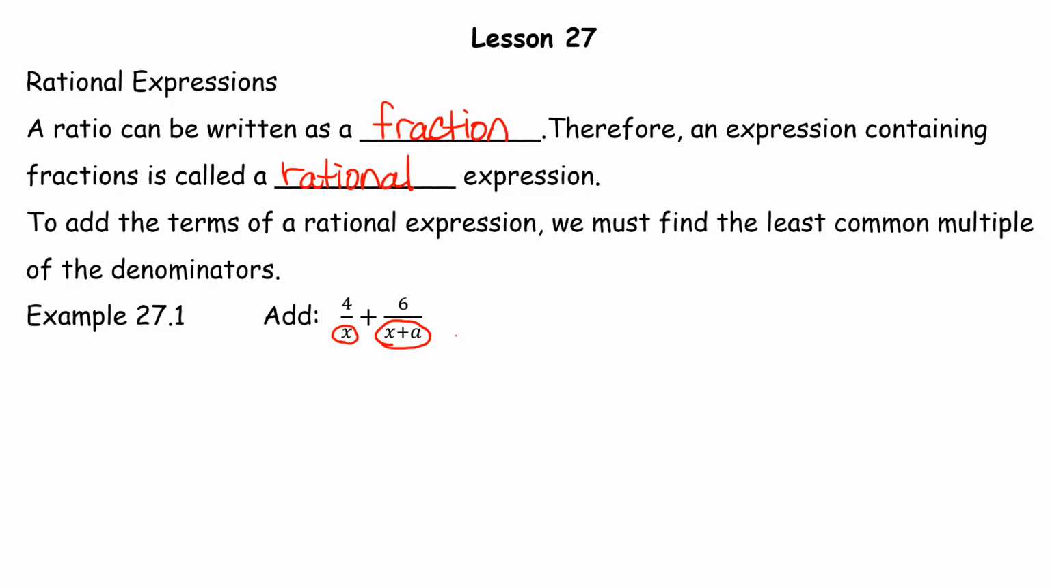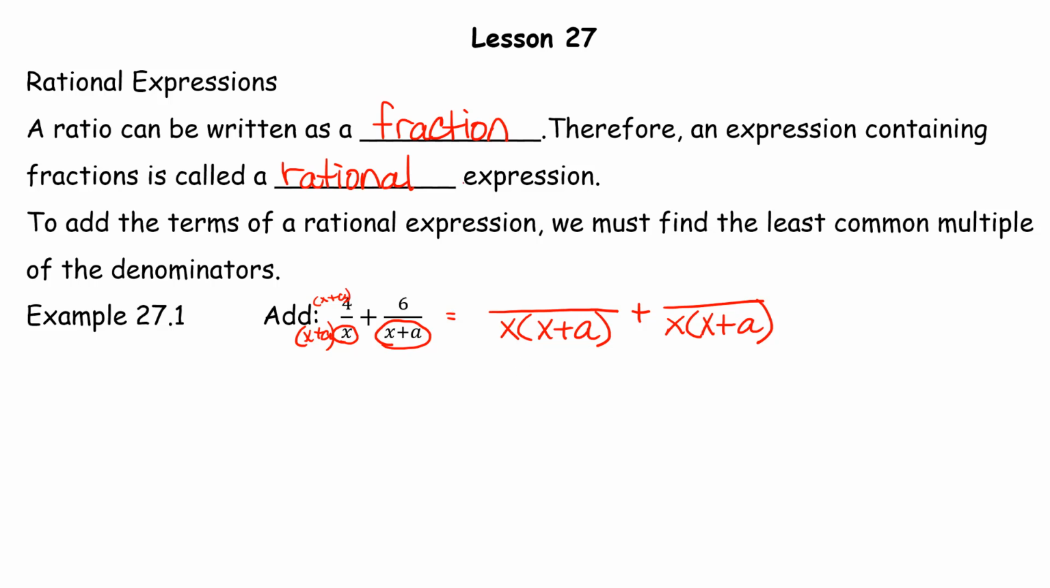So my common denominator has to have both of those things in it. It has to have both factors. The least common denominator is going to be x times x plus a for both fractions. And we need to change the fractions so that they have this denominator. So the first fraction has an x, but it doesn't have the x plus a. So I'm going to have to multiply the top and the bottom of that fraction by x plus a to get this for the denominator.